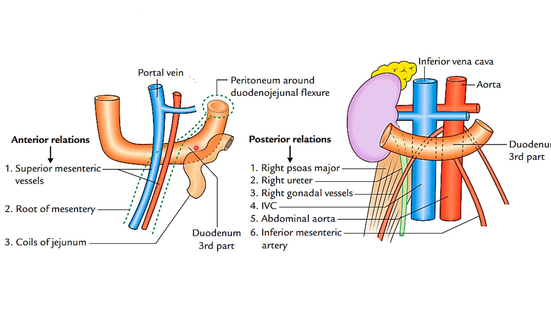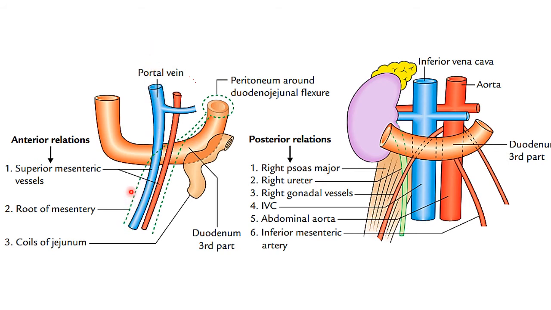Now we will discuss the relations of the third part of the duodenum. The anterior relations of the third part of the duodenum are the superior mesenteric artery. The superior mesenteric artery, after its origin from the front of the abdominal aorta, descends downward and passes in front of the third part of the duodenum. Then is the superior mesenteric vein, which ascends upward, passes in front of the third part of the duodenum, joins the splenic vein, becomes the portal vein that passes towards the liver.